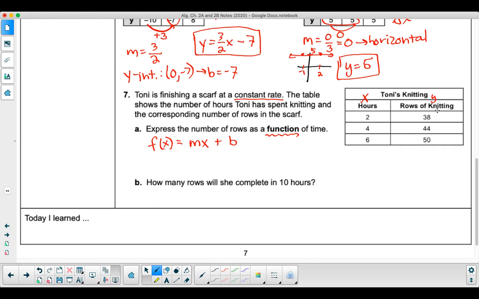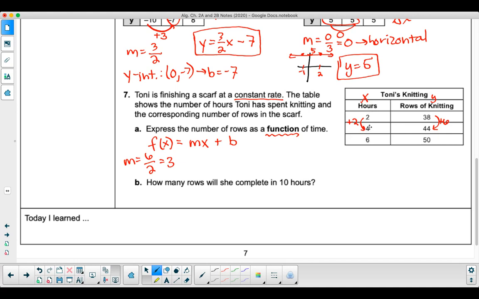Well, to get slope, you're going to take your change in your dependent or change in your y, your rise, over your run, your change in your x. So now that we know that rows of knitting is y and number of hours is x, we're going to do change in y. So 38 to 44 is a change of 6 plus 6. And then from 2 to 4 is a change of 2. So our slope, m, is going to be 6 over 2, change in y over change in x, rise over run, equals 3. So your slope is 3.